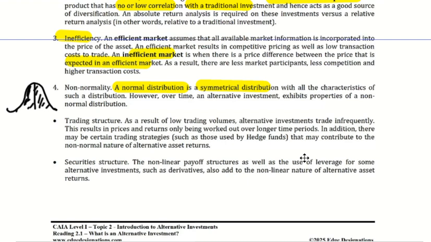We also talk a little bit here about trading structure and security structure. Generally speaking, there are low trading volumes with alternative investments as opposed to traditionals, and they trade quite infrequently. Obviously, that will result in prices and returns not being worked out and calculated on a daily basis. Generally, that's done on a longer term basis. In terms of the security structure, the non-linear payoff, as well as the extensive use of leverage, debt, and derivatives, particularly when we look at hedge funds, will give a bit of a non-linear nature to the returns, particularly when you deal with things like derivatives.